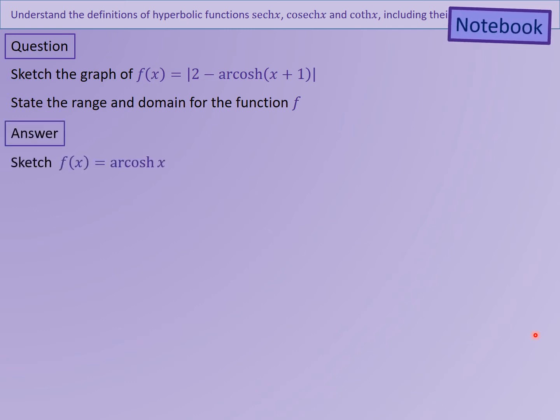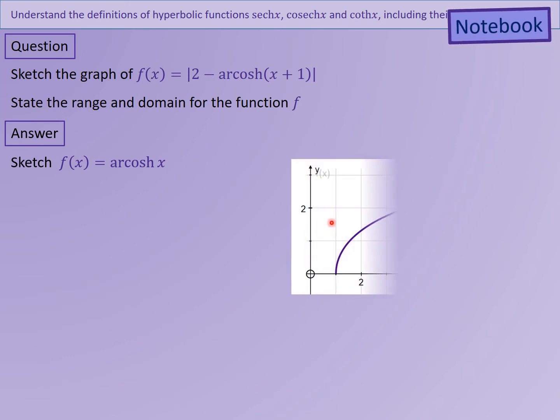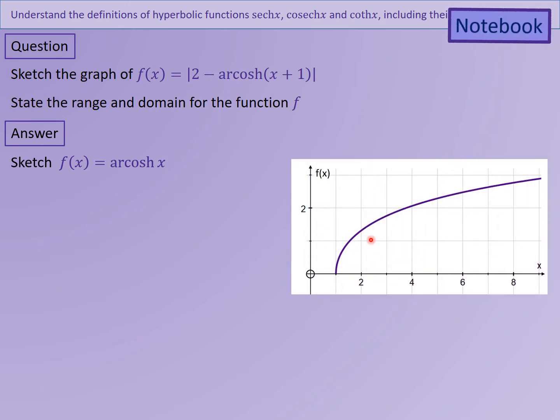So I want to sketch the graph f of x equals arcosech x to start with. I'm picking that first function out, arcosech. So there we go, I know the graph looks like that. I've remembered what the graph looks like and sketched it down. Now I can start thinking about the other transformations.